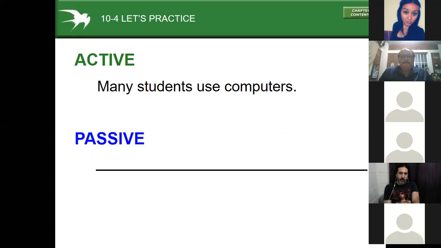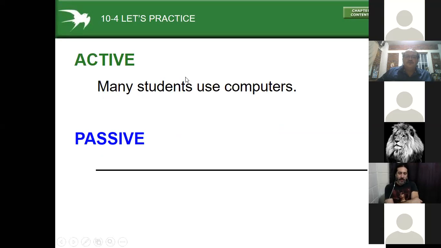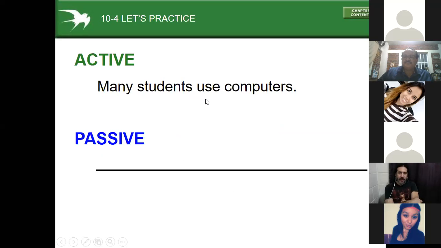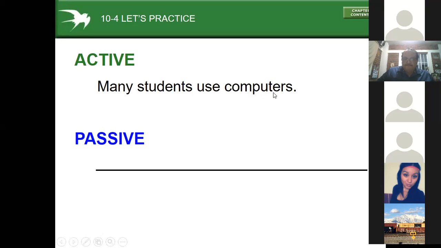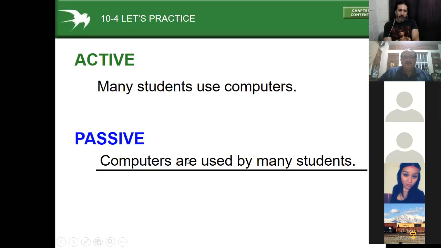The computers. Computers are used by many students. Computers where or how? Used by many students. Computers are used by many students. Okay, that's better. Yes. Computers are used by many students. Okay, are, because it's present. Yes.